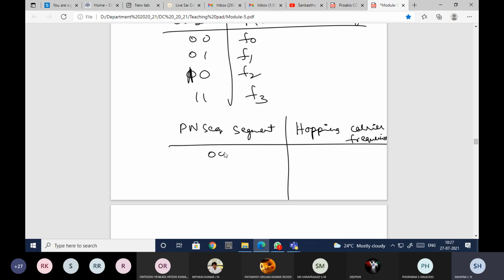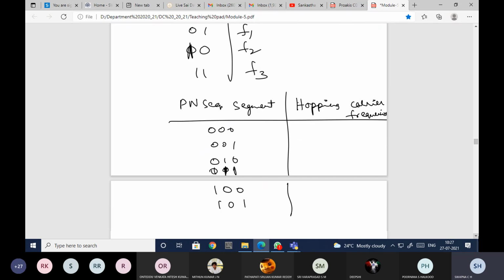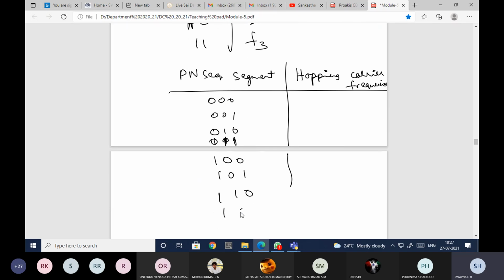Okay, so 000, 001, 010, 011, 100, 101, 110, 111. Let me assign the frequencies: 000 is FC0, 001 is FC1, FC2, FC3, FC4, FC5, FC6, FC7.